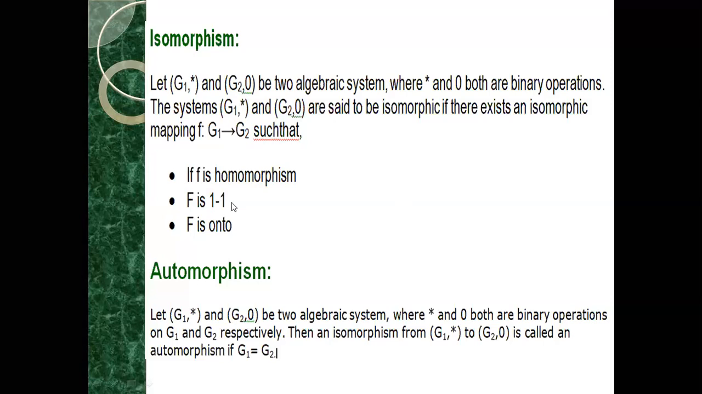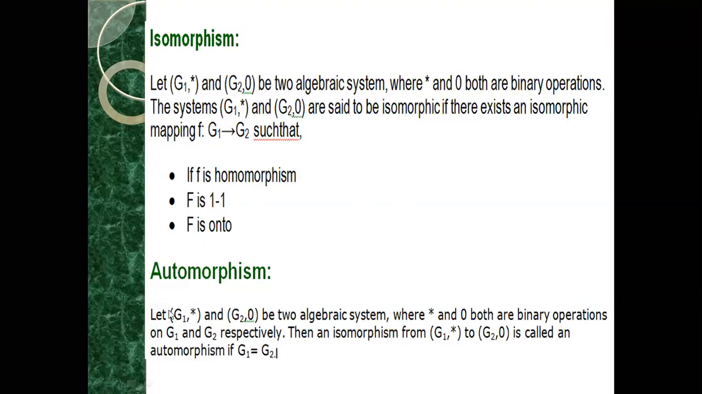Next, f is one-one, meaning every element of G1 has an image in G2. And f is onto: every element of the codomain G2 has a pre-image in G1. So if we satisfy these three properties, then we say f is an isomorphism.